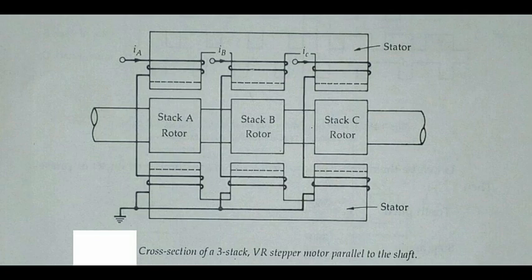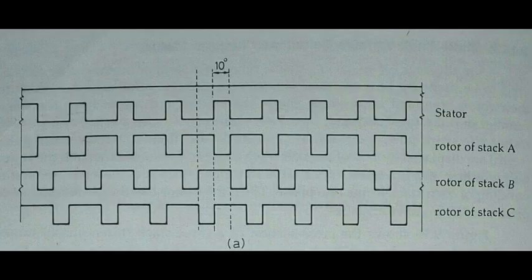The stator teeth in each stack are aligned. When phase winding A is excited, rotor teeth of stack A are aligned with the stator teeth as shown in the figure. When phase A is de-energized and phase B is excited, rotor teeth of stack B are aligned with stator teeth. This new alignment is made by the rotor movement of 10 degrees in the anti-clockwise direction.